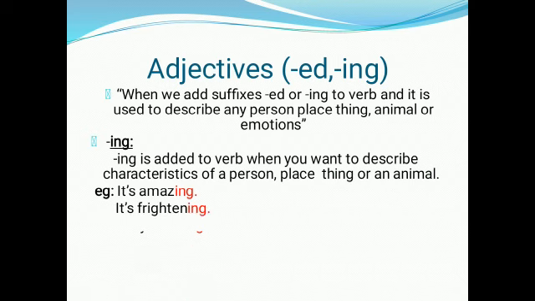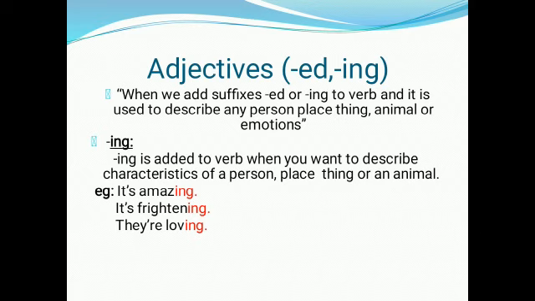Let's see another example. It's frightening. The word frightening is again describing a specific thing. For example, there is an animal and it frightens me. It means I am being frightened by the animal. So the animal is frightening me. The animal is frightening. So the word frightening is basically describing the animal.